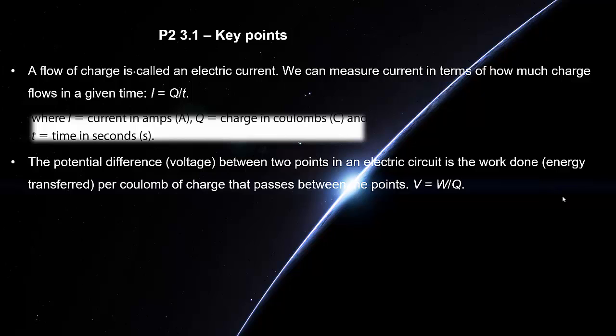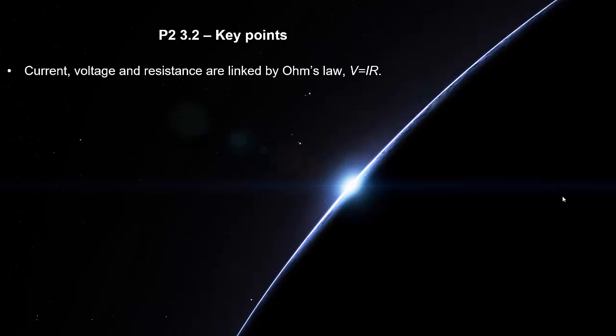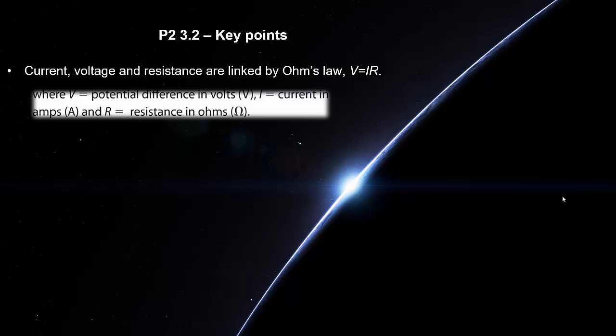The potential difference between 2 points in an electric circuit is the work done per coulomb of charge that passes between the points. PD equals work done divided by electric charge. Current, voltage and resistance are linked by Ohm's law. Potential difference equals current times resistance.